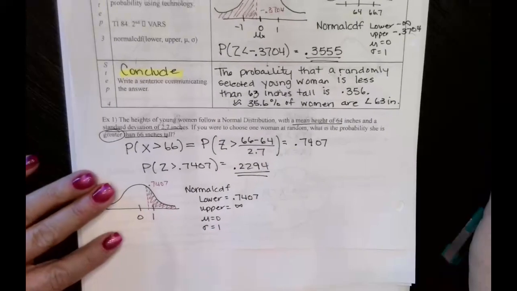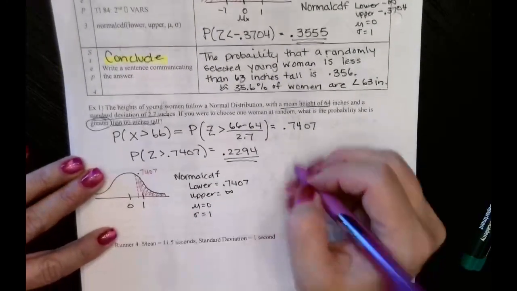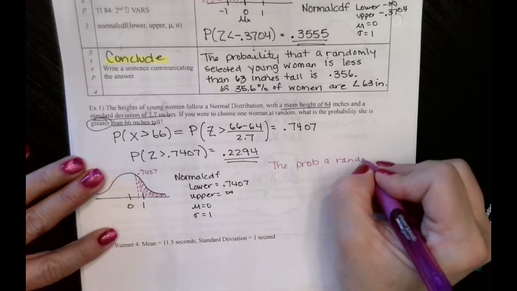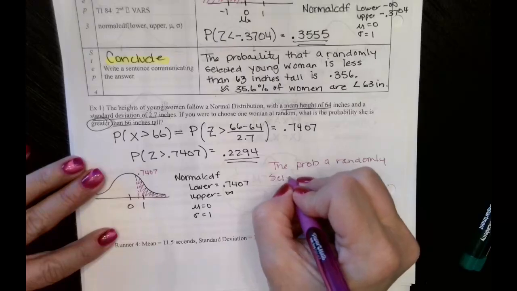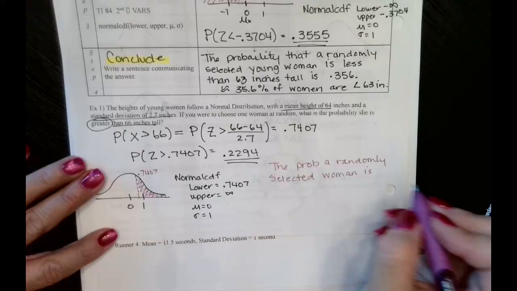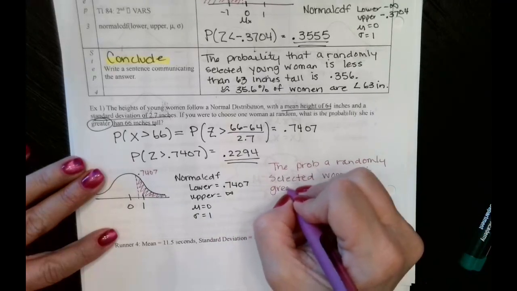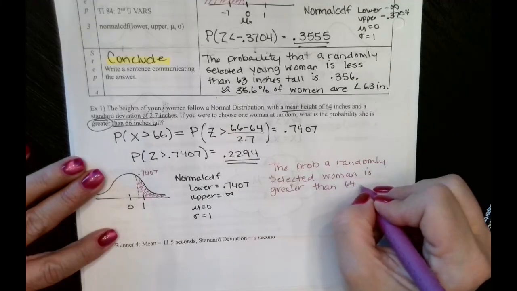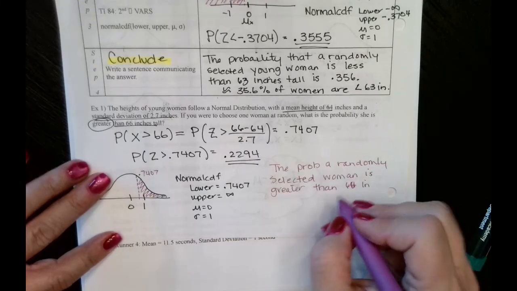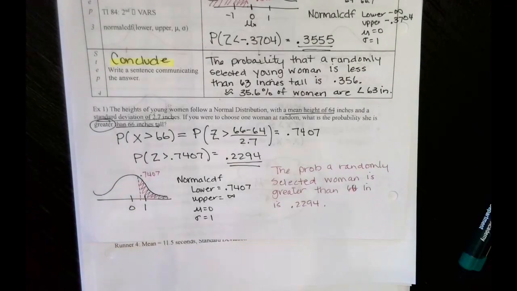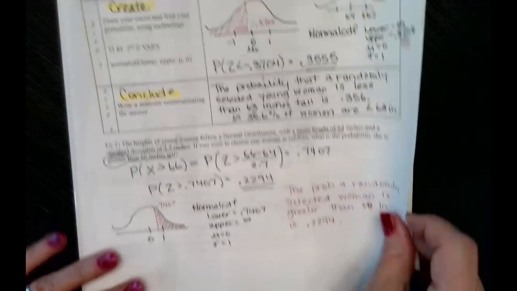All right, so last part of this is my statement, and what I'm going to say is the probability a randomly selected woman is greater than 66 inches is 0.2294. All right, so let's go on to this next one.